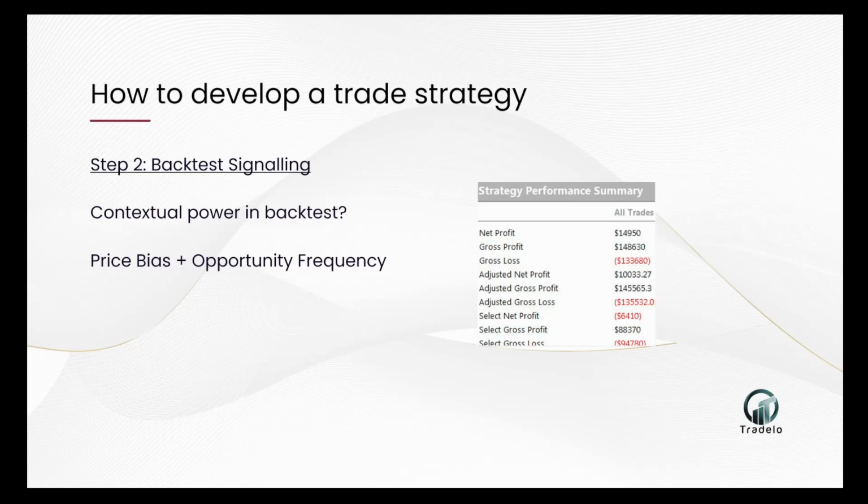We need a trade to occur frequently, and we need a trade to have some sort of predictive probability in order for us to perform well and make money. That goes without saying. All right, so that's step 2. That's what you use backtesting for.